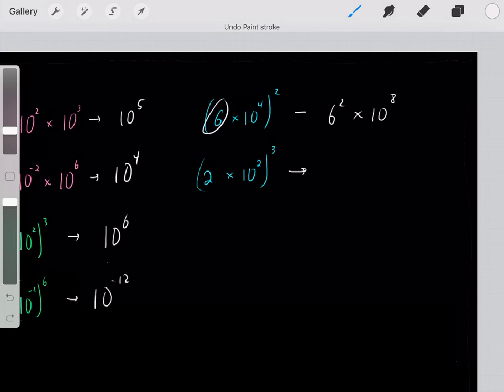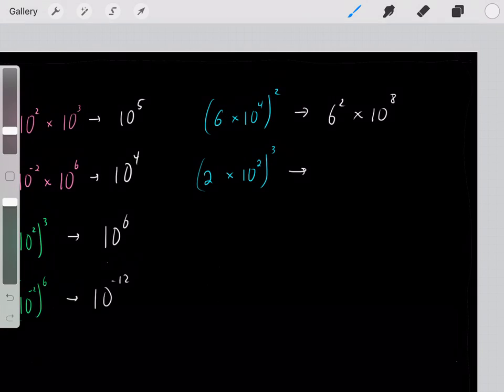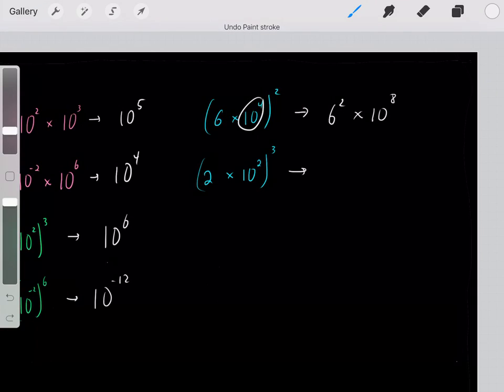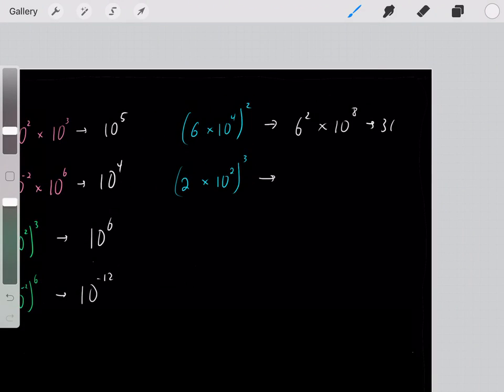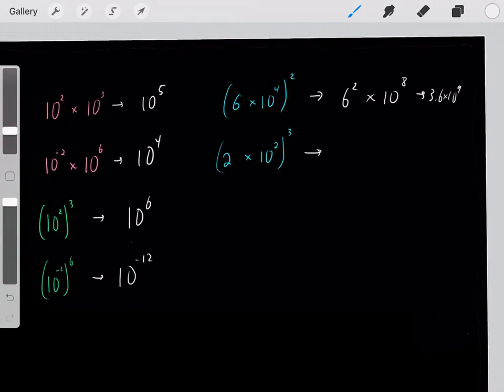So again, it goes to the 6, so that's 6 squared. Then again, a power to a power, we know we multiply those, so that's to the 8. So now we know this would be 36 times 10 to the 8. And again, we know we can divide this by 10 as long as we multiply this by 10. So really that's 3.6 times 10 to the 9.